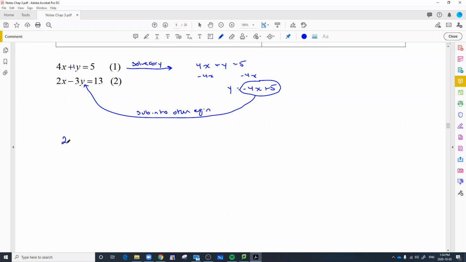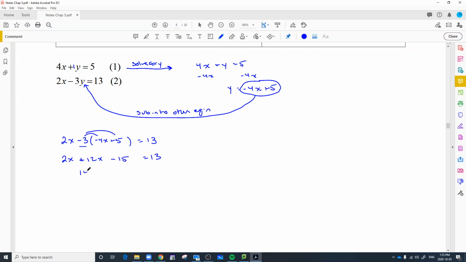Okay, so I get 2x minus 3. I'm going to substitute in for y equals 13. I'm going to substitute in for y the -4x plus 5. You'll know you've done it right if you substitute a into the other equation, and b, now I should only have one variable. So now I'm going to solve this equation in one variable. So I'm going to multiply the -3 through. I'm going to distribute -3. I get plus 12x minus 15 is equal to 13.